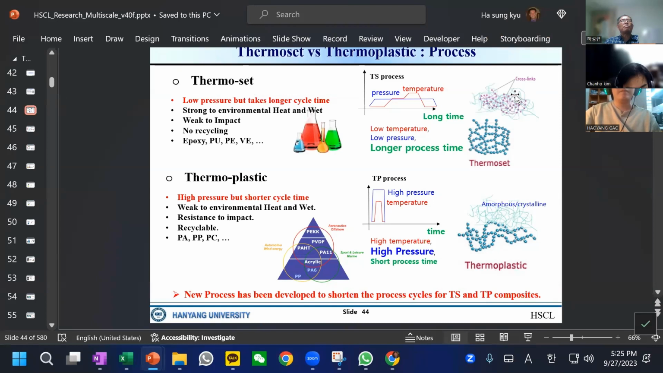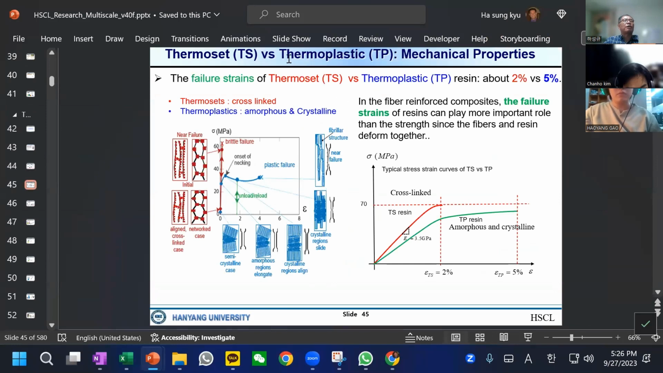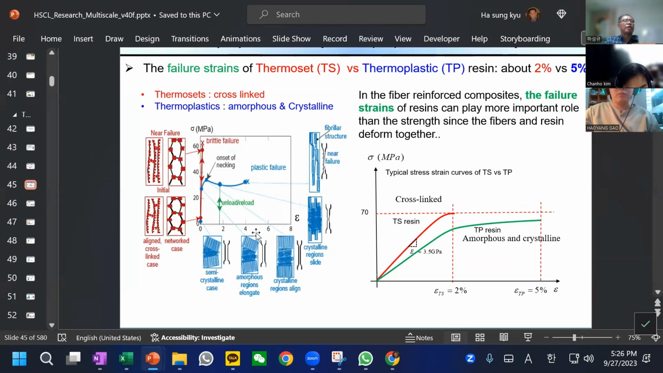So which makes it strong, but reversely, they cannot be recycled. So this is just a simple overview to help you visualize. Now, speaking of the stress-strain curve of the thermoplastic, this is strain and stress, and it shows how all the polymer chains align. The red one represents the thermoset, and the blue one represents the thermoplastic.